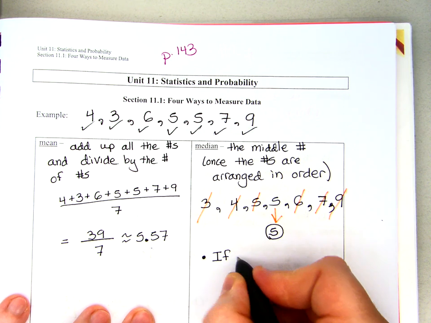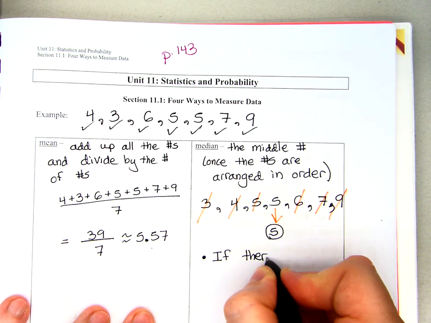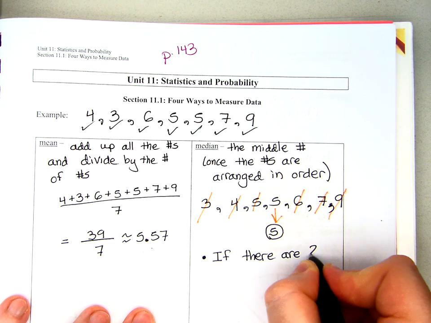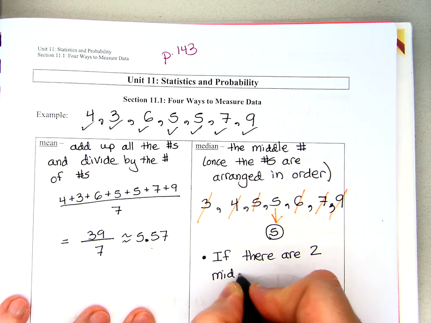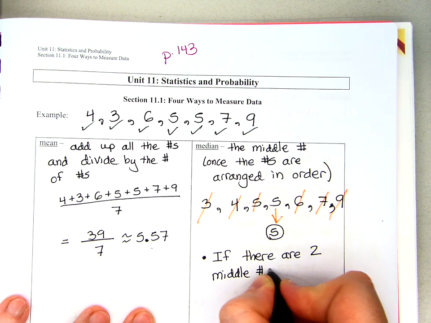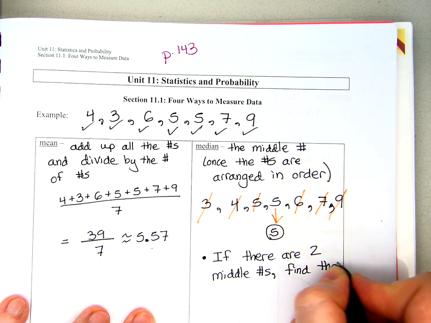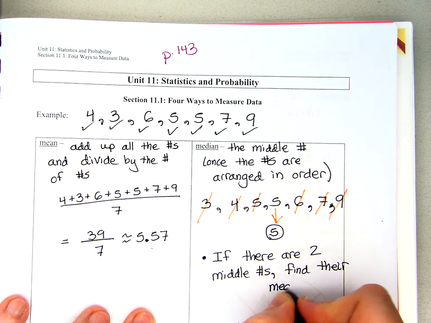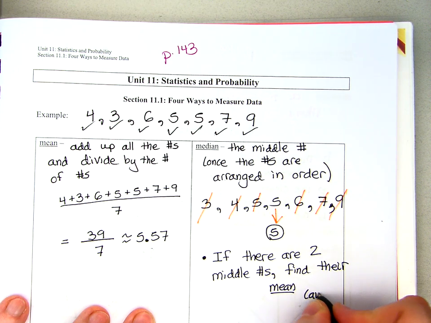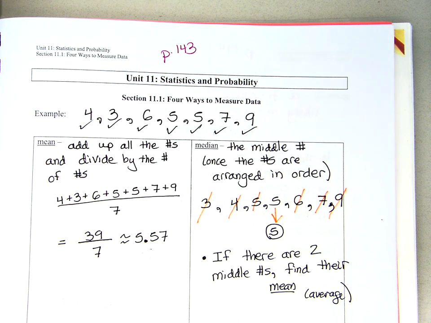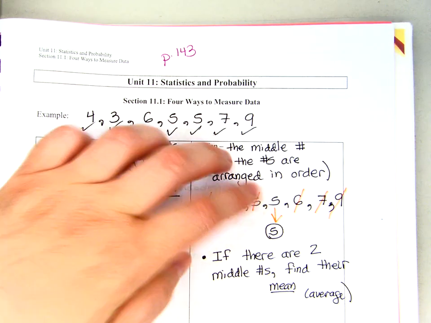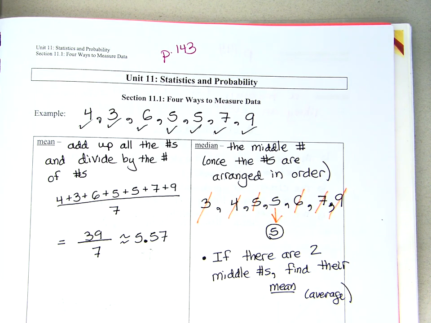I want to write that down as a bullet point in this box. If there are 2 middle numbers, we need to then find their mean. And I'll show you an example of that a little bit later today. If there are 2 numbers in the middle, let's say 5 and 6 were in the middle, we'd add them and divide by 2. Make sure you get that bullet point in your notes. If there are 2 middle numbers, find their mean, their average.